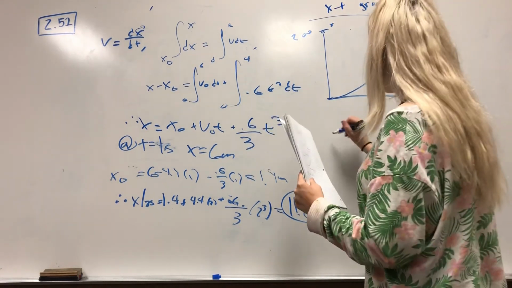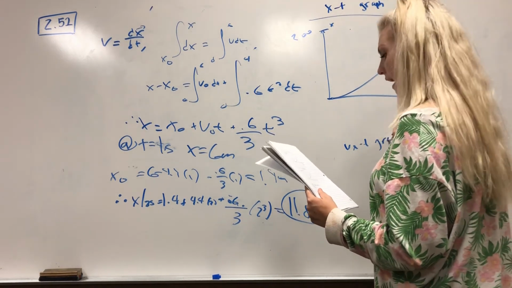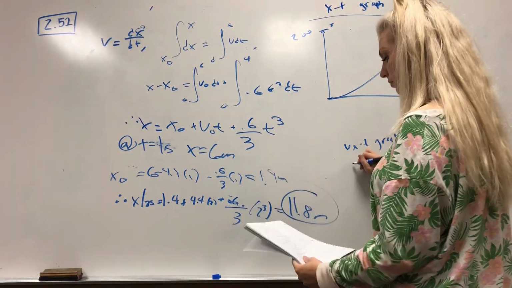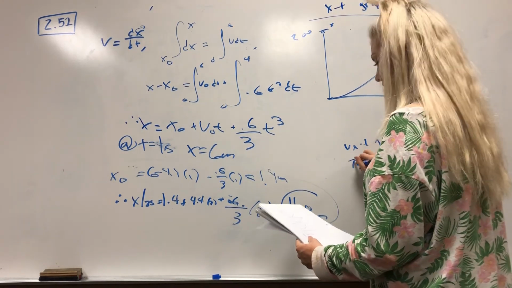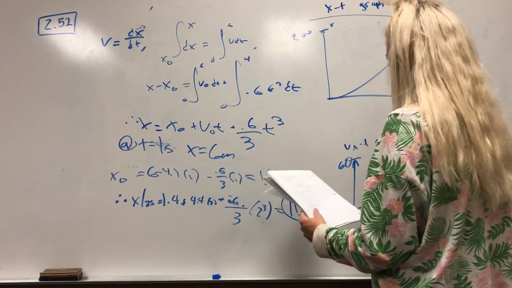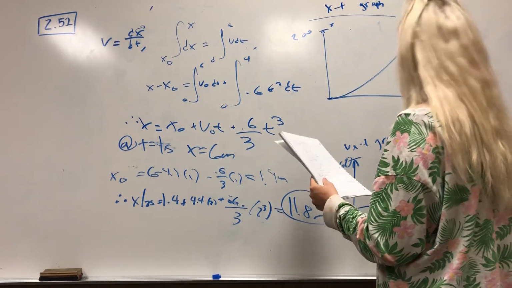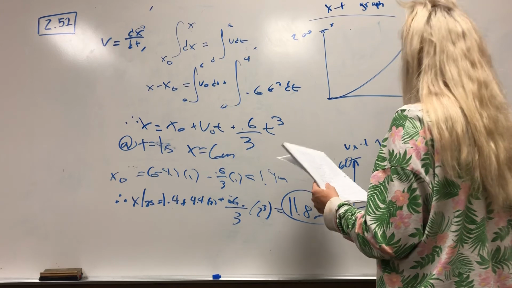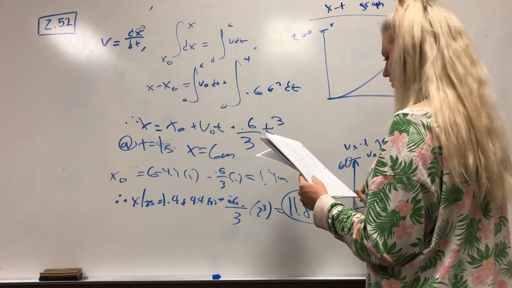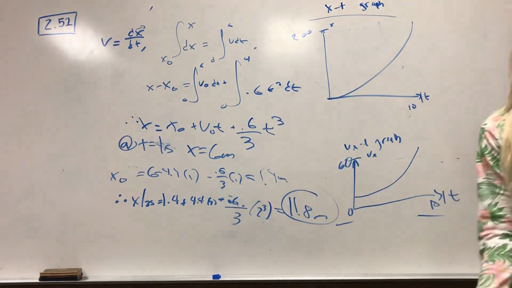And then for our v of t graph, I have it going from 0 to 6 to 10. And this doesn't start at 0. And it goes like that. And that's all I have.